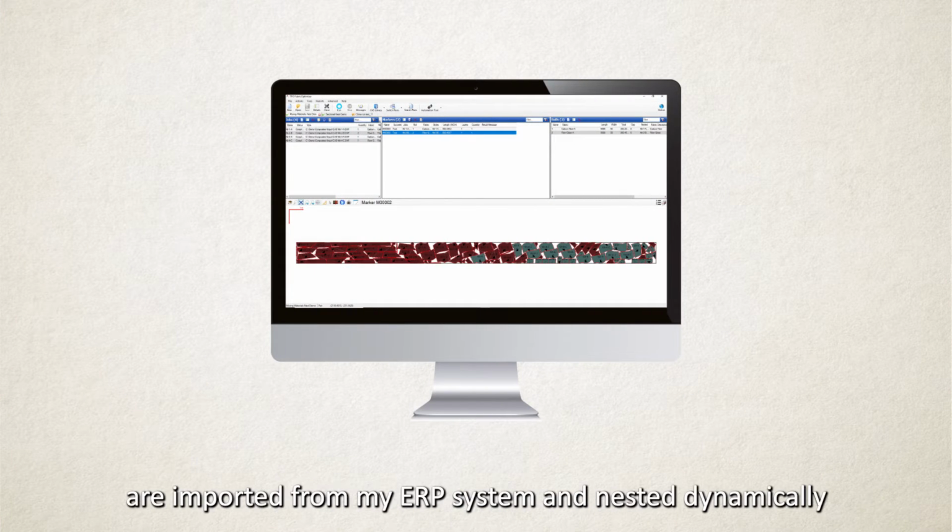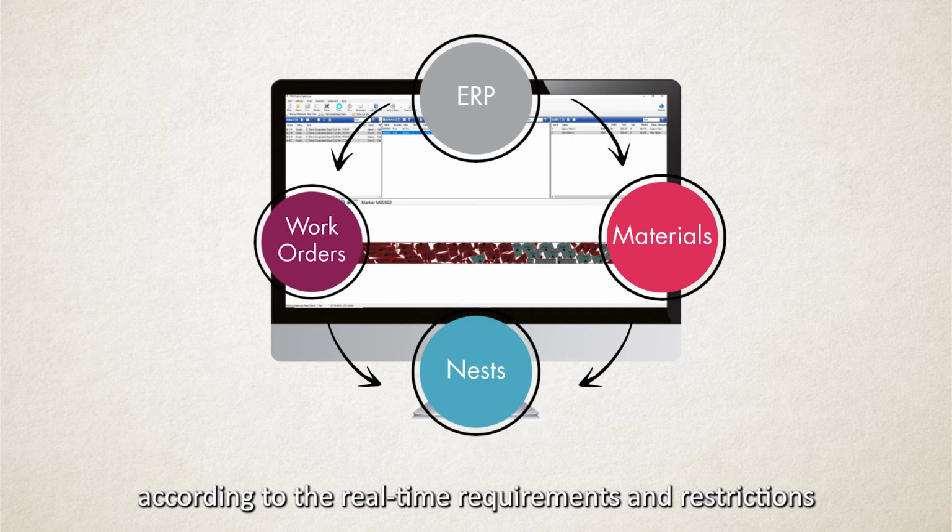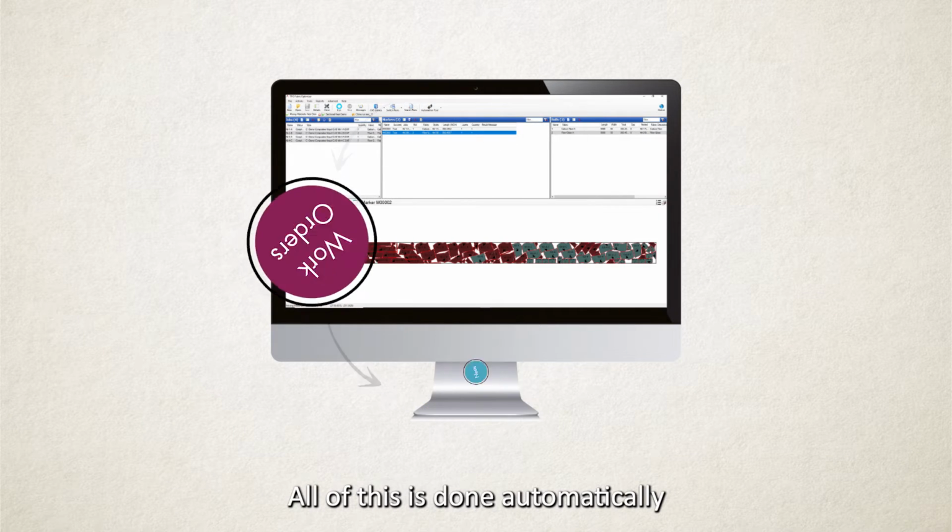When I heard about Plataine's FabricOptimizer, I was surprised to see there's a solution that automates the entire cutting and kitting process. Work orders and inventory are imported from my ERP system and nested dynamically according to the real-time requirements and restrictions. All of this is done automatically.